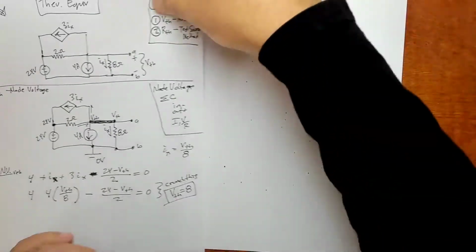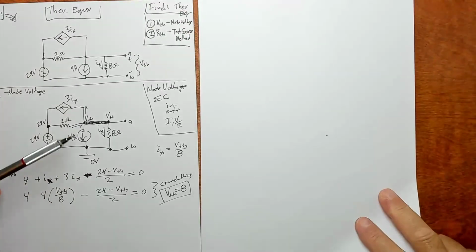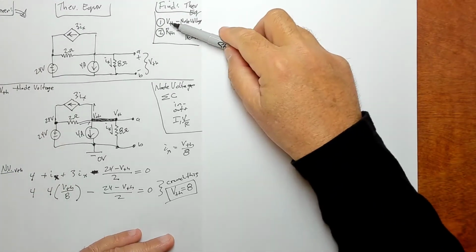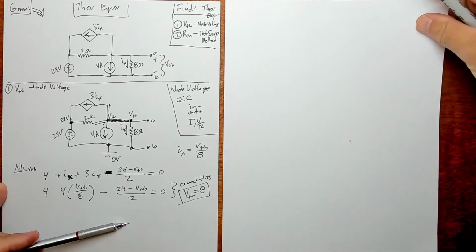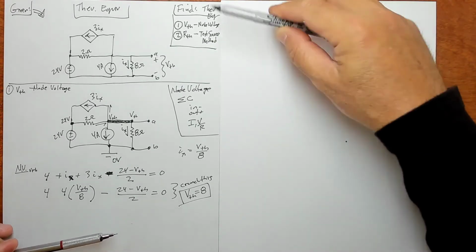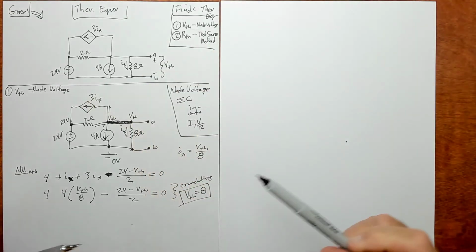Or process 1, you might want to call it. It's a little bit more than a step, I guess. But this was process 1 to calculate V sub Thevenin. And then the method we used for process 1 is node voltage.